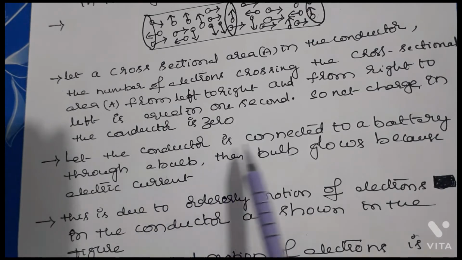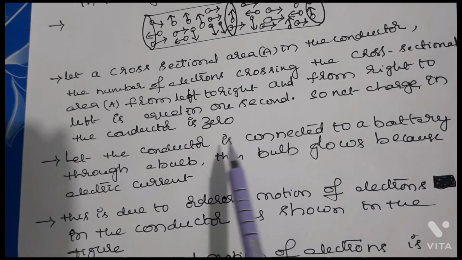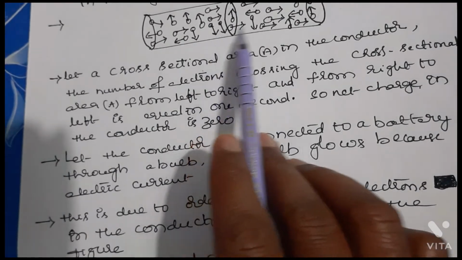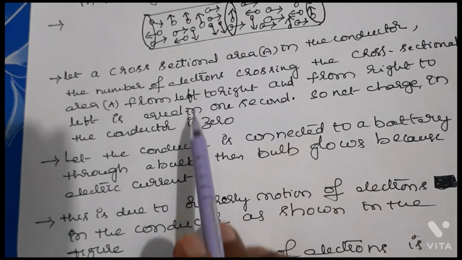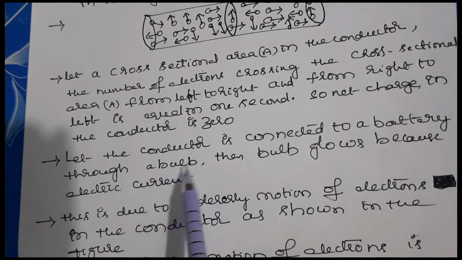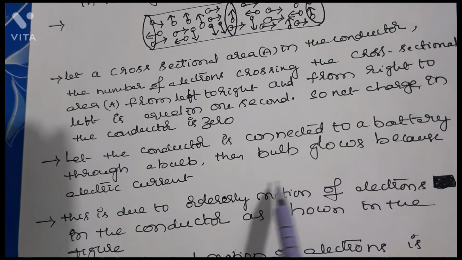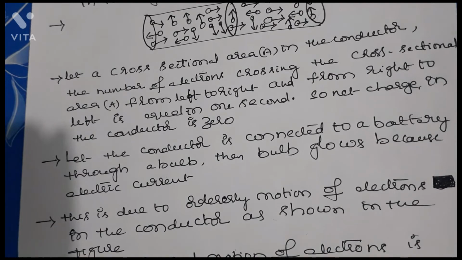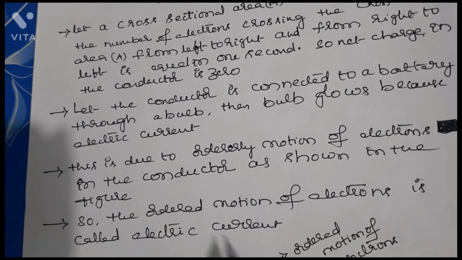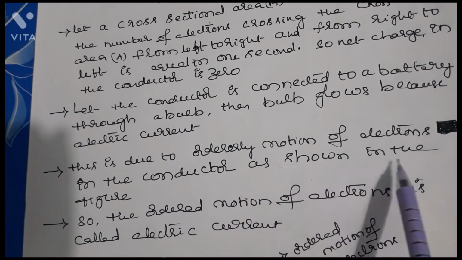Now let the conductor be connected to the battery through a bulb. The bulb glows because of electric current. Now this conductor is connected to the cell or battery, and there is a bulb in the circuit. Immediately you can see the bulb glows because of electric current. But how does this electric current produce inside the conductor? This is due to orderly motion of electrons in the conductor as shown in the figure.